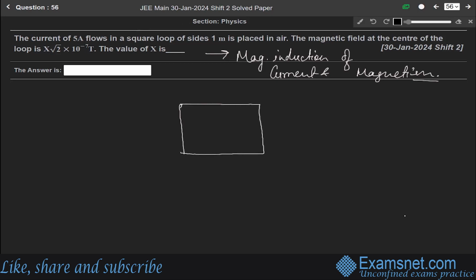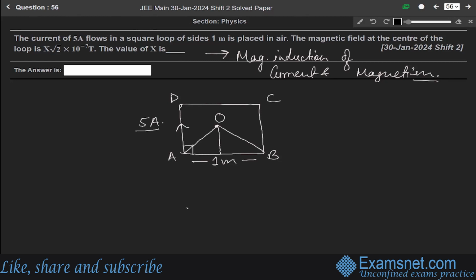Okay. So now according to this question, there is a square loop. Each side of the square loop is 1 meter. Now, let us say this is a square ABCD. We have to find the magnetic field at the center O due to this whole square loop. And the current flowing in the square loop is 5 ampere. So, let us draw the line from center to the sides of the square loop, and this is the perpendicular.